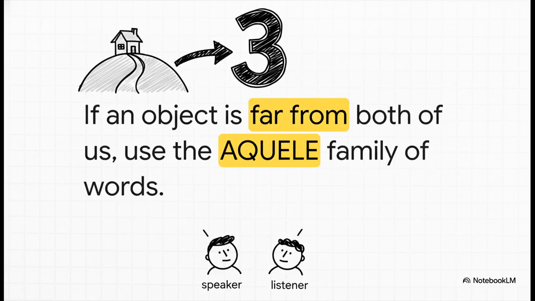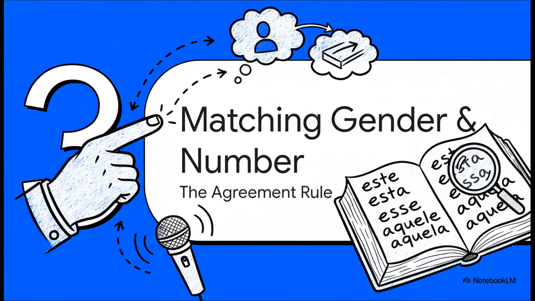And finally, you guessed it, zone 3. This is the far from us zone. If something is way over there, far away from both of us, you know, that building across the street, that car down the block, we both use the aquele family. Aquele. So see, it's just near me, near you, or far from us. That's the whole logic.